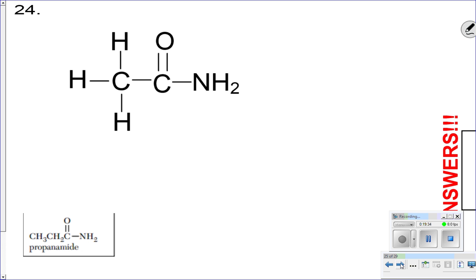1. Now in this example, we see that we have a nitrogen and that double bonded oxygen. So this is more similar to propanamide. In this example, we have 2 carbons again, so this is going to be ethanamide.